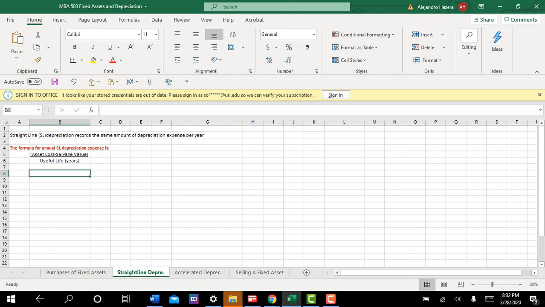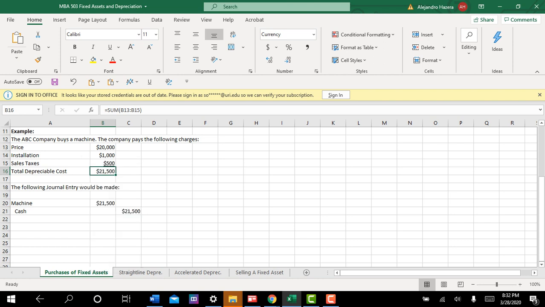Okay, so in this example, let's say it's going to be based on using the previous data. Here's an example. This is not a terribly hard example. Let's say that the cost of your asset is $21,500, and think of it as the price that I just calculated right there. Assume that it includes installation and sales taxes.